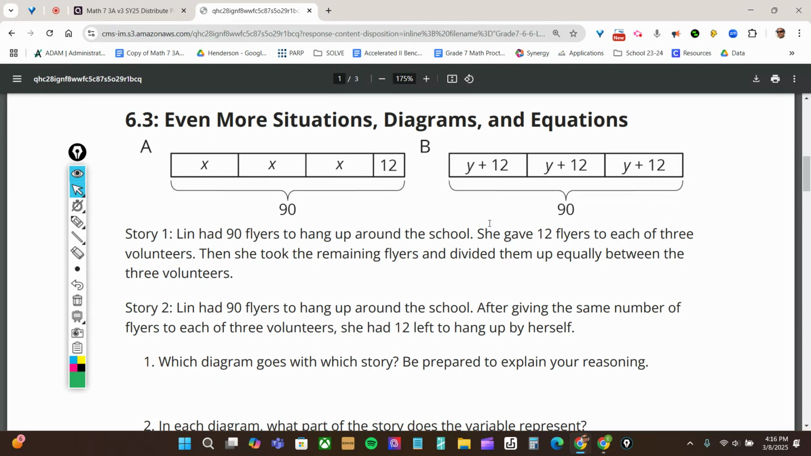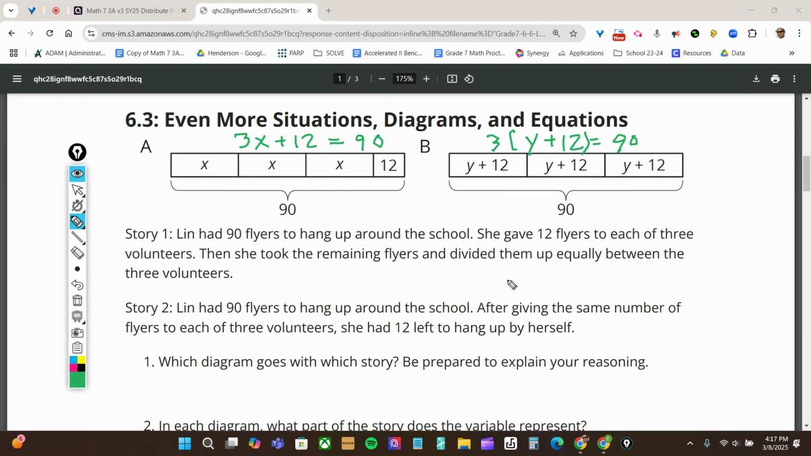So if we look at this, this looks like 3x plus 12 equals 90, and this looks like 3 times the quantity y plus 12, paren, equals 90. Okay, so those are slightly different. Then we got two stories.